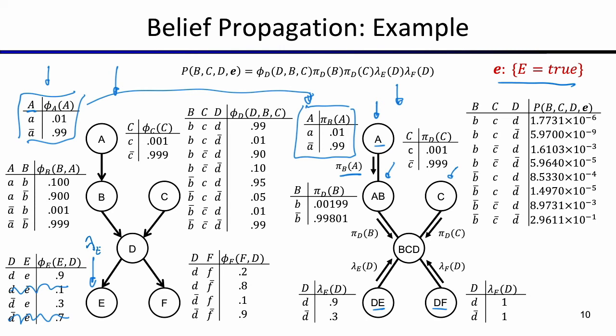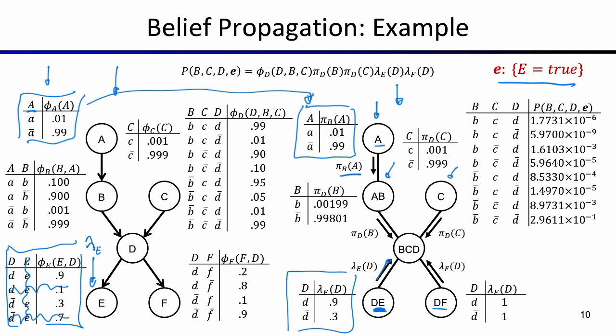So the message that comes from this cluster here, the DE, and goes to the cluster BCD will be based on this factor here and the elimination of the variable E. So we're going to remove this variable E here. So at the end we have this message that only mentions the variable D and has 0.9 and 0.3.